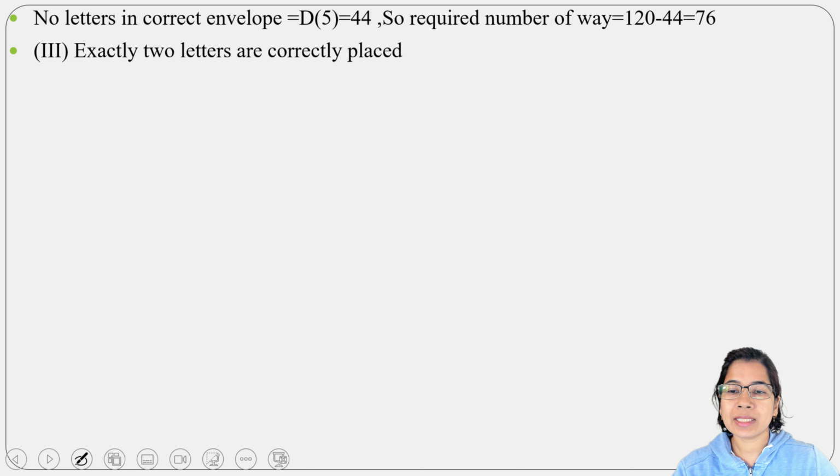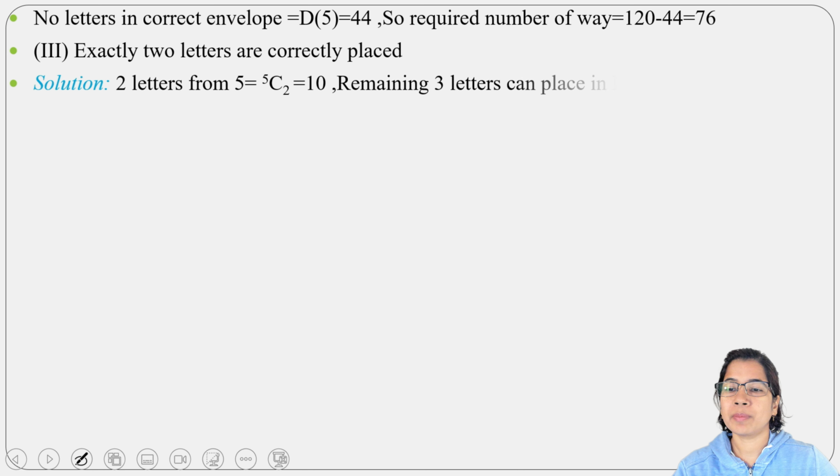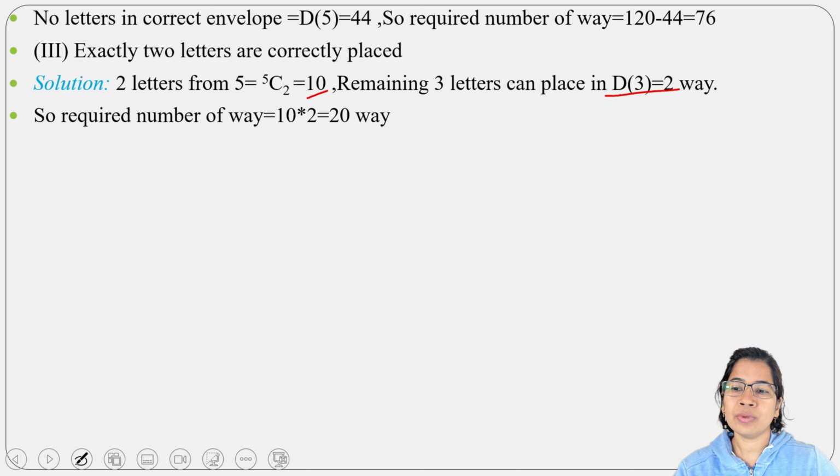Next question, exactly two letters are correctly placed. Exactly two letters from 5, we can choose 2 in 10 ways. We are using the combination formula, 5C2 equals 10. The remaining 3 must be a derangement, so D of 3 equals 2, right? 2 letters are correctly placed and 3 letters are wrongly placed. 10 multiplied by 2, there are 20 ways that exactly 2 letters are correctly placed and 3 letters are wrongly placed.